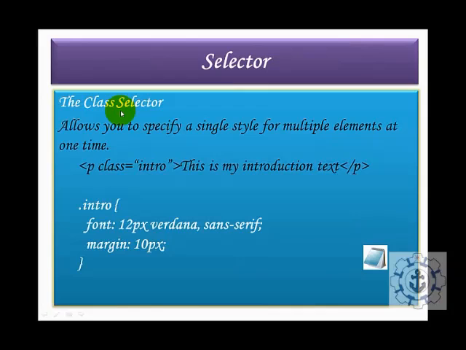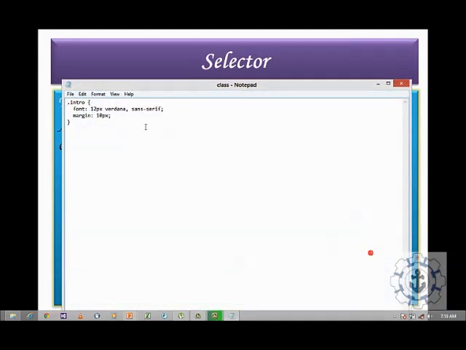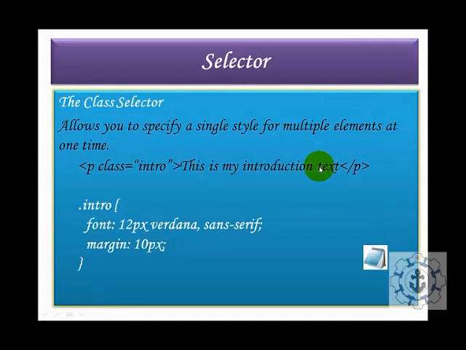As we have already discussed, a class selector can be used for any number of elements. It's a reusable component, that's why it's called a class. So you can write a dot and then intro, or any identifier, followed by curly braces with a property and value. You can close it and save it as a .css file.